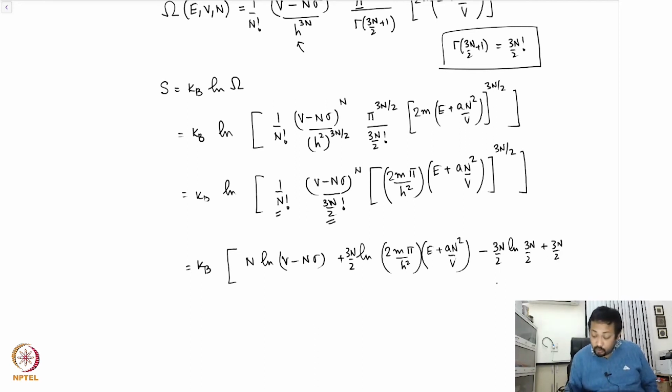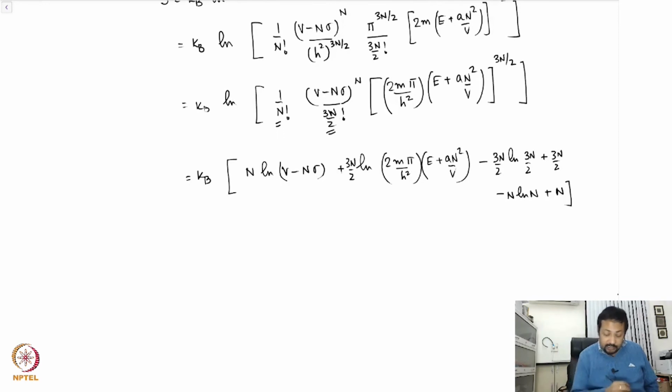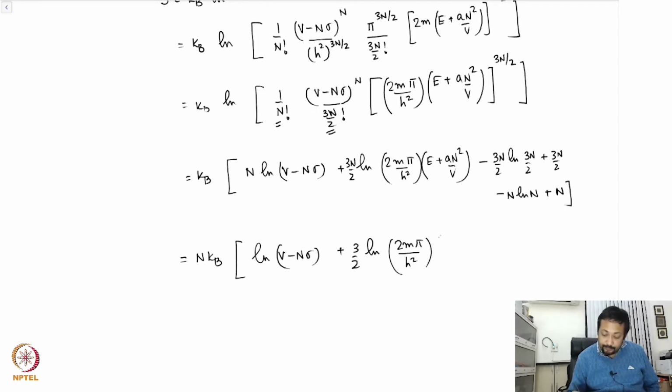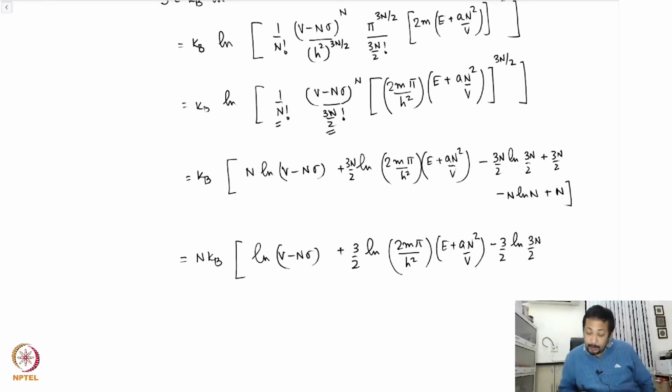I have also an ln n factorial which is going to give me n ln n plus n. Let's take an n outside, gives me n kb ln v minus n sigma plus 3 by 2 ln twice m pi over h square e plus a n square over v. Then I have minus 3 by 2 ln 3 by 2n, plus, sorry, there is also going to be a minus ln of n plus 5 by 2.